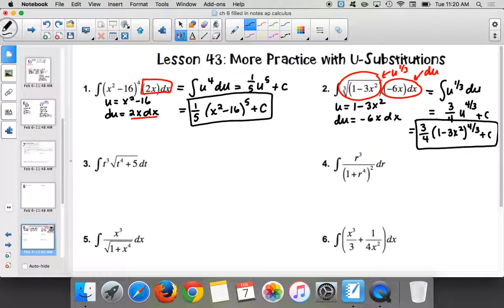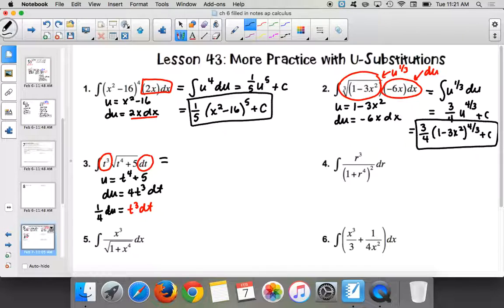Okay, so what do we think our u is on the next one? T to the fourth plus 5. So if I let u be t to the fourth plus 5 and I take the derivative, now I have 4t cubed dt. And that's where we don't really want a 4, right? We had t cubed dt here. So if I want to get t cubed dt, then I divide the 4 over. So I would have 1/4 du. So that's what Sydney was asking about. She's like, sometimes you divide that 4 over, sometimes you leave it. Why is that? Do you guys get it?